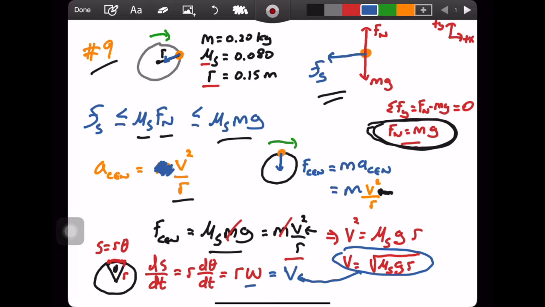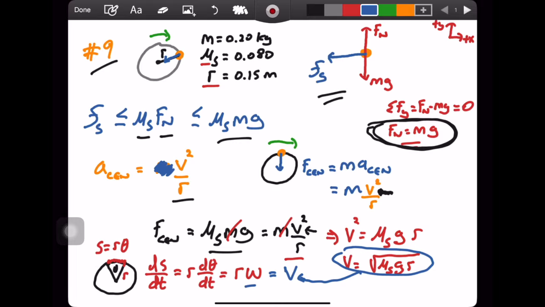We know that centripetal force is equal to mv squared over r. So I equated the mu static mg to mv squared over r. Mass is canceled, so it turns out the mass doesn't matter in this problem, and we were able to get an expression for v in terms of the square root of the coefficient of static friction multiplied by g multiplied by r, where one more time, r is the distance from the center of the circular trajectory.